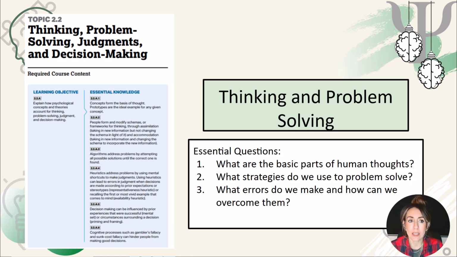So we're going to be focusing on thinking, problem solving, judgments, decision making. So a lot of the different cognitive processes that we use daily throughout our lives. So today our learning objective goes with topic 2.2, which is explain how psychological concepts and theories account for thinking, problem solving, judgment, and decision making.